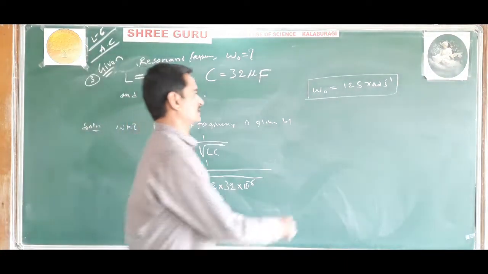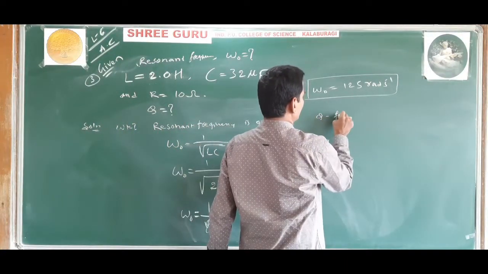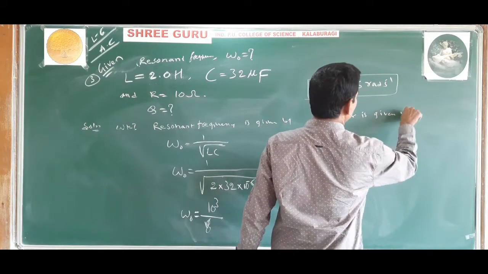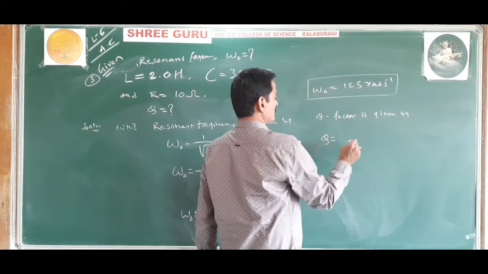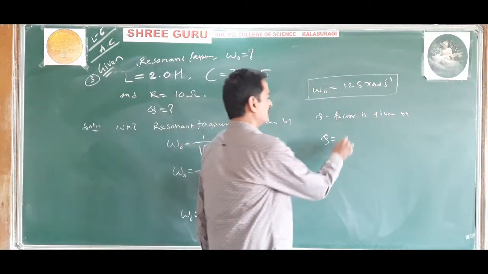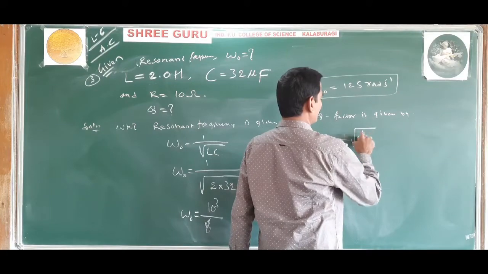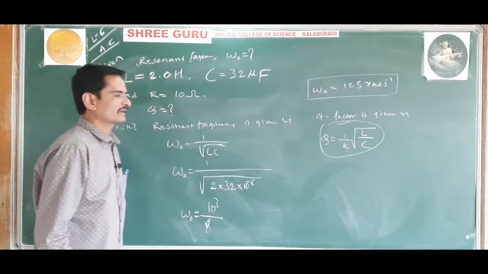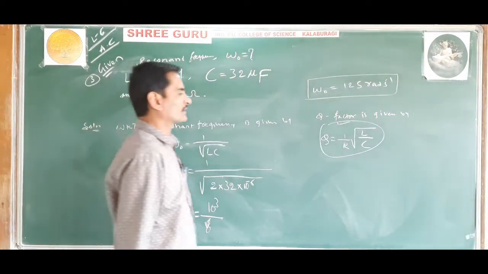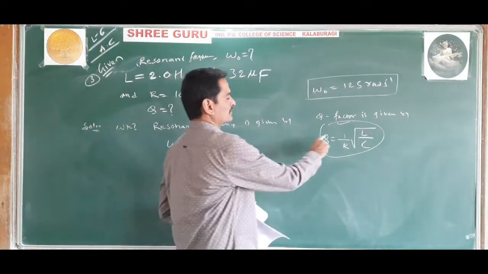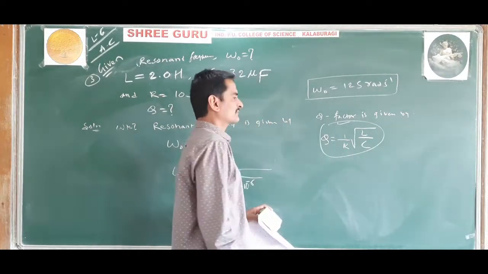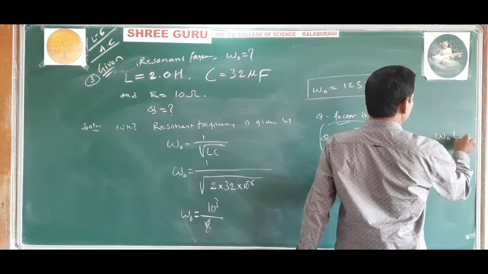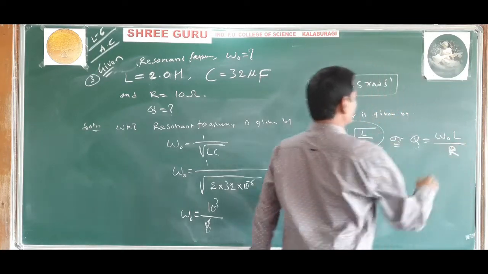And now quality factor, Q factor is given by, there are two formulas. Q is equal to 1 by R under root L by C. You can use this formula and you can get the answer. Or Q is equal to omega naught into L by R. This formula also can be used.